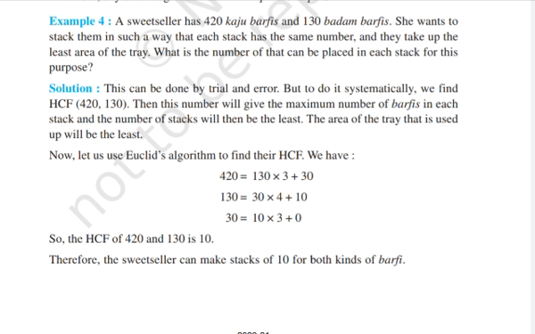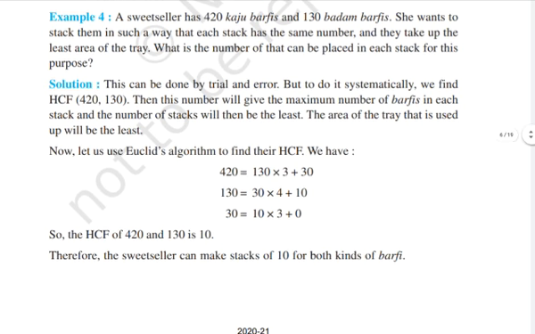So what they have asked is, like, they have a sweet seller. She has some 420 kaju barfis and 130 badam barfis. She wants to make them into packets. She doesn't want to mix the barfis, but at the same time the number of barfis in the kaju packet and the number of barfis in the badam packet should remain the same, and the number of packets should also be very less.